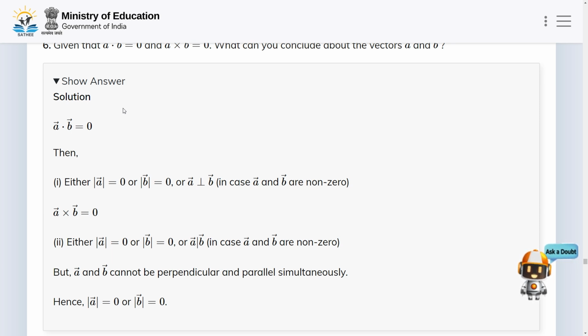Clear? I hope it is clear to you. Now, why am I saying they are 0? As you know, the magnitude must be 0. In what case do you have your magnitude equal to 0? Only when the components of a vector are all 0.